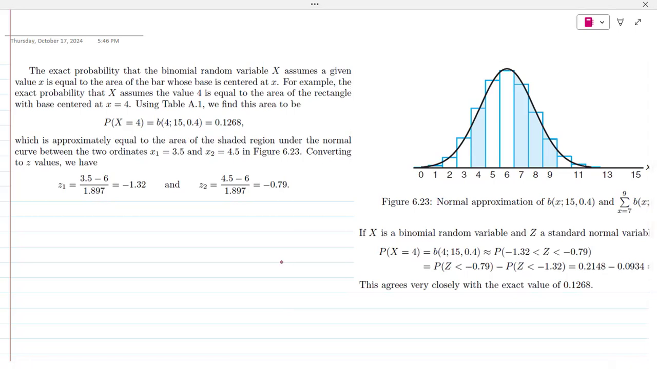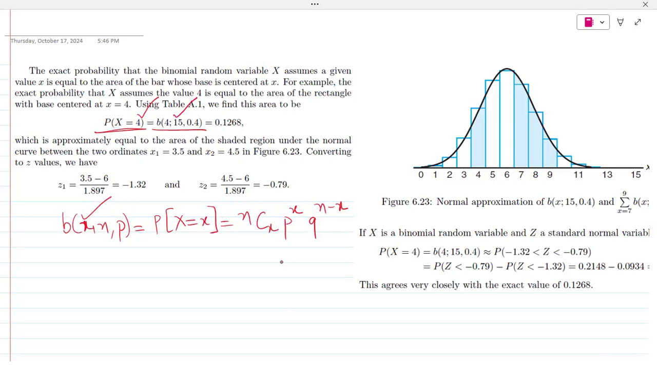Now suppose I need the probability that x takes the value 4. So what will be that probability? It is B(x, n, p), which is nothing but the probability that x takes the value x, which is nCx p raised to power x and q raised to power n minus x. So what is the value of x? The number of successes, it is 4. That is 4 successes in 15 trials, and 0.4 is the probability of success in a single trial.